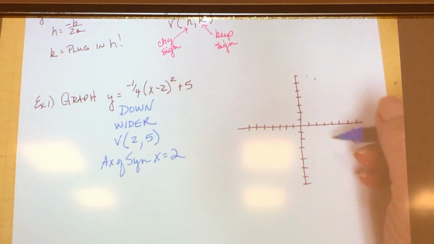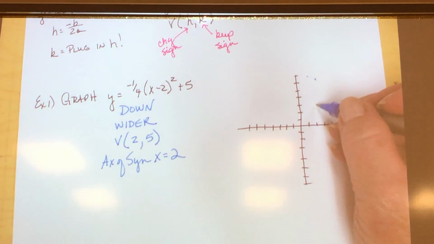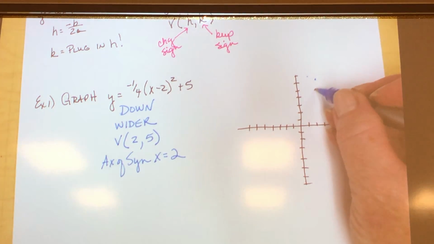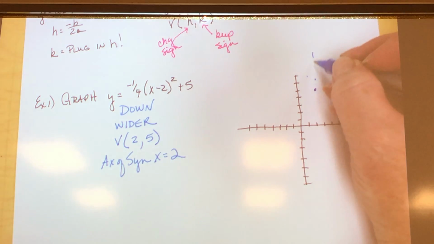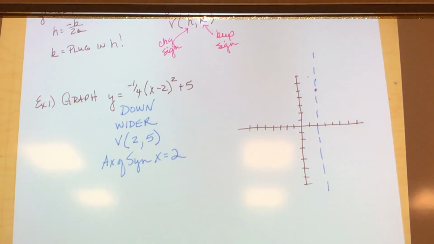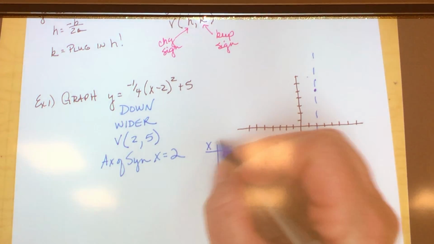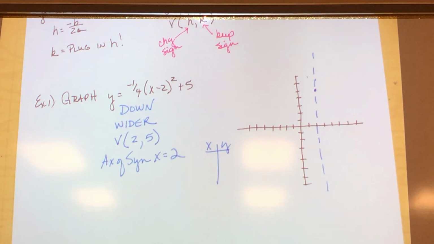Okay? So I'm going to go over here and I'm going to graph it. 2, 5. 1, 2, 3, 4, 5. My axis of symmetry is X is equal to 2. Now what do I need? Your side point thing. Yeah, I need 4 more points, people. 4 more points. So I'll put me a little T-chart down here.